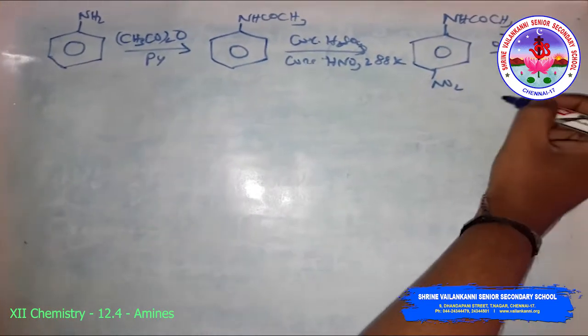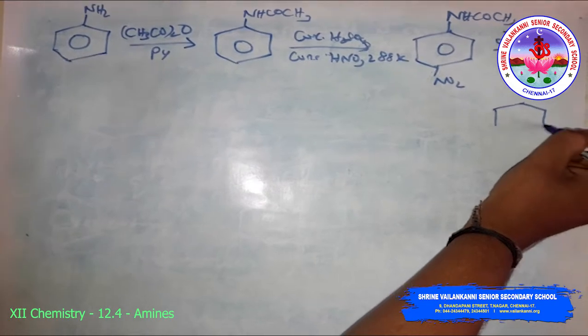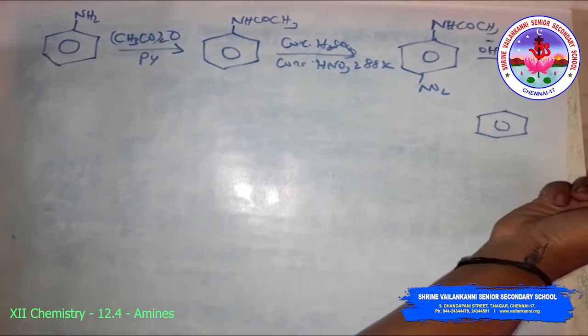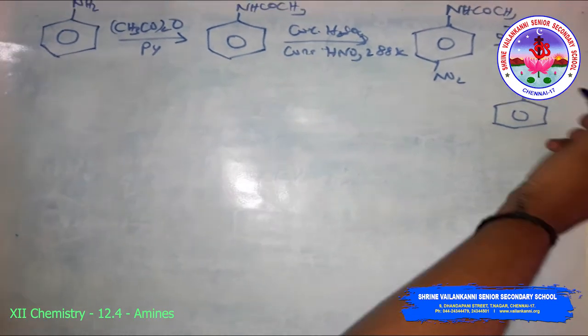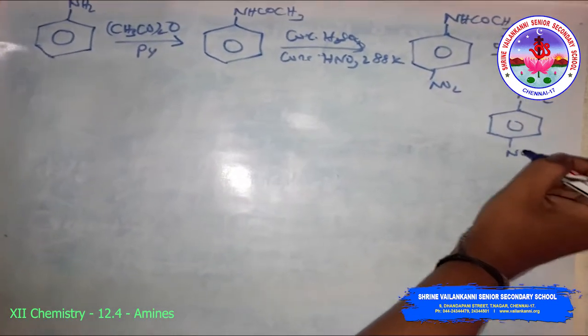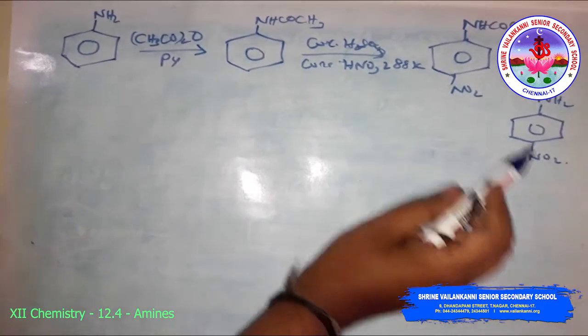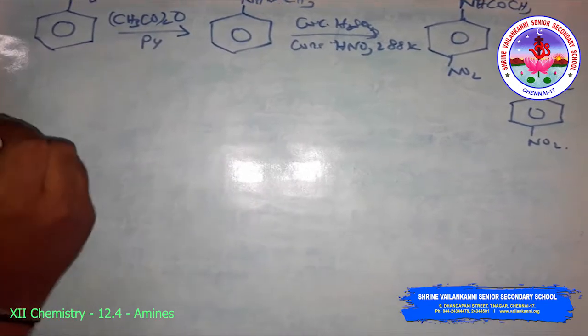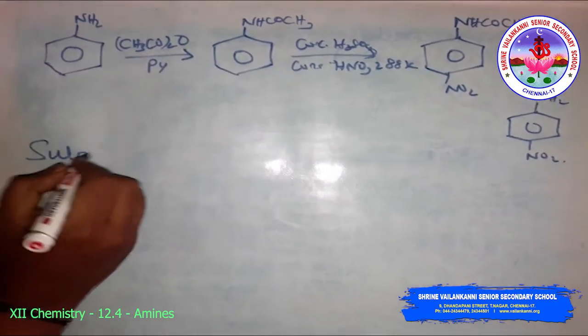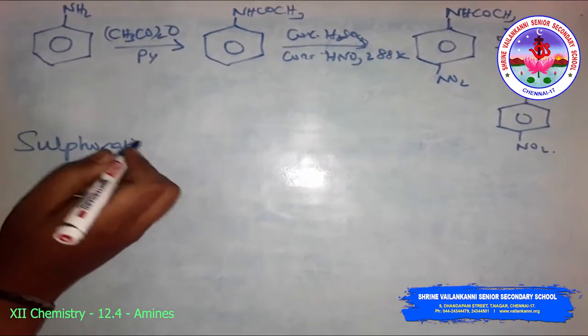So sulfonation reaction, that is aniline reacts with concentrated sulfuric acid to form anilinium hydrogen sulfate, which on heating with sulfuric acid at 453 to 473 Kelvin temperature, produces para amino benzene sulfonic acid. This is also called sulfanilic acid, that is the major product.